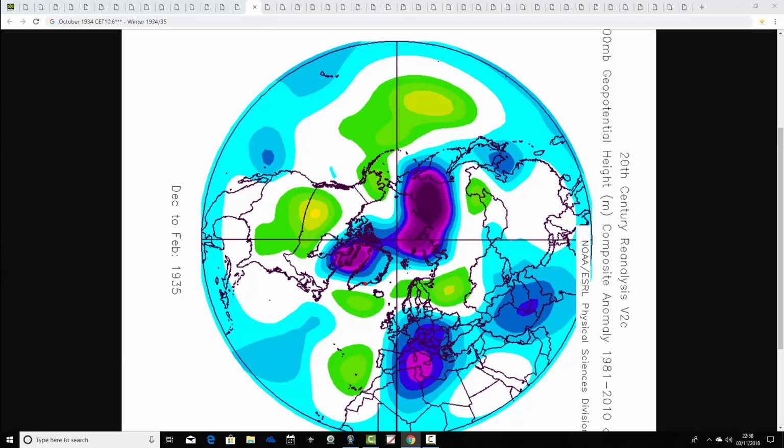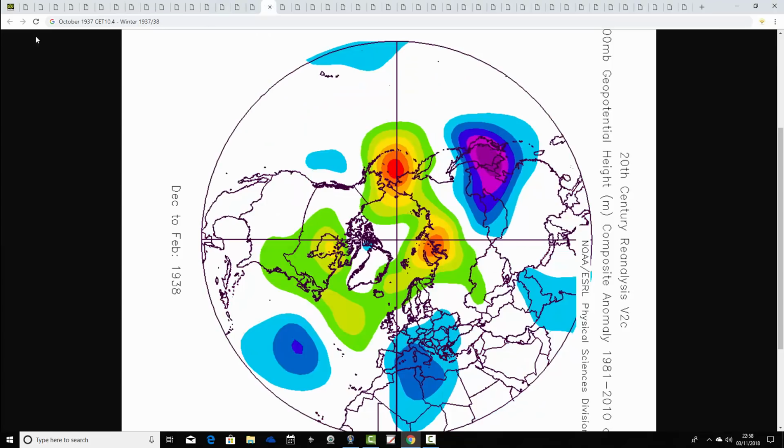Winter of 1934-1935 looks like it has a go at being a cold winter with above average heights to the north and below average heights to the southeast. Of course, it contains an exceptionally mild December, but I think it gets colder as we go into the early months of 1935. October 1937, it has a CET of 10.4.